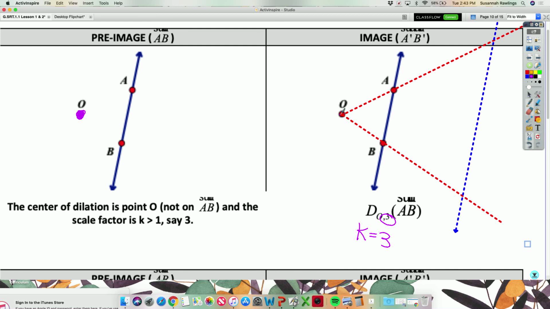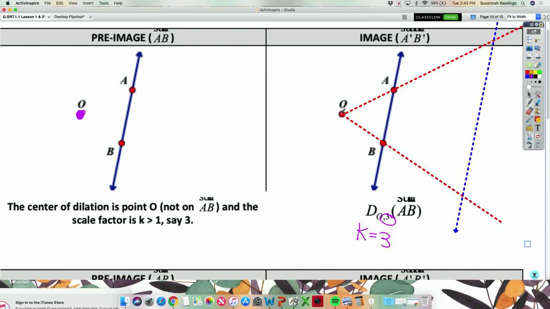Everyone else has a ruler? Can you just copy it? You're going to draw the red lines right now. So you just want to draw the red lines right now. Everyone has extended those out. Okay, that's showing you the trajectory of where your dilation will end up.